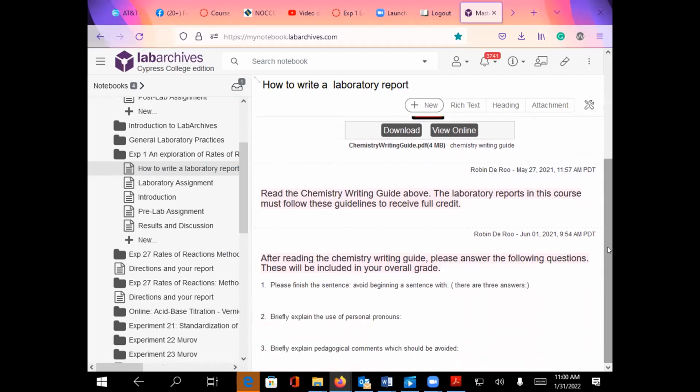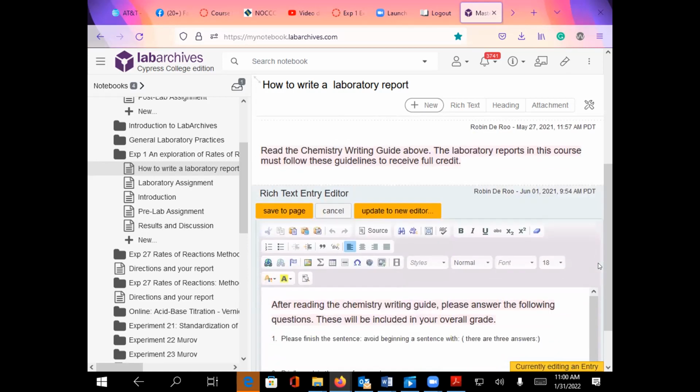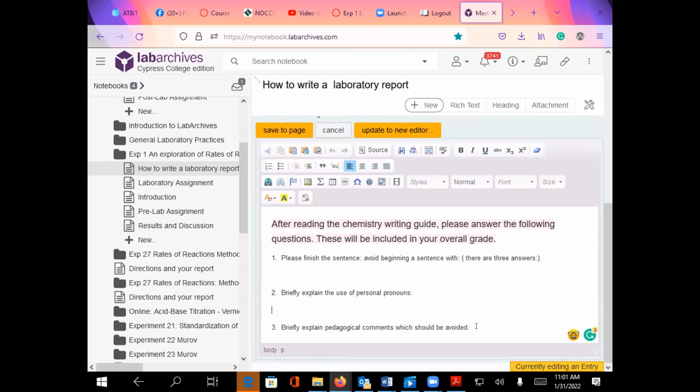After you read it, you would hover with your pencil icon and click on it. I'm just going to use Classic Editor. Avoid beginning a sentence with, okay, you're going to have to read it because there's an answer. Briefly explain the use of personal pronouns, like I and me. That's saying, what should you avoid? Avoid whatever. That's my answer.